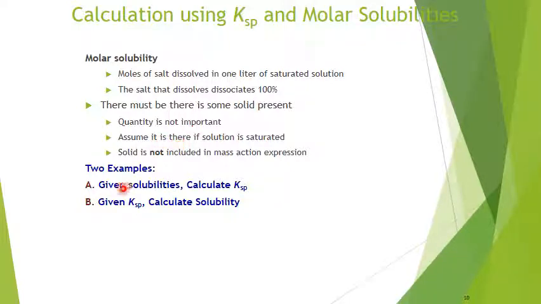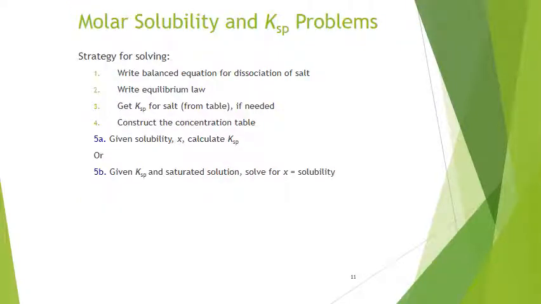Okay, so we're going to do different kinds of problems similar to what we've done before. If we're given solubilities, we can find Ksp, and given Ksp, we can find solubilities. And we're going to do a couple of these problems. All right, so this is the way we've been doing it in the past. We take the balanced equation, then write the equilibrium law, write the ICE table, and then go ahead and solve for what we need to solve for.